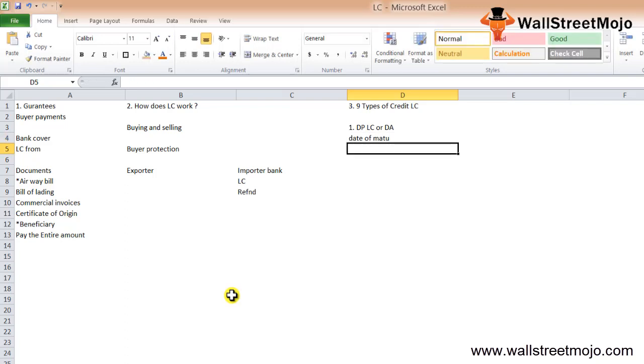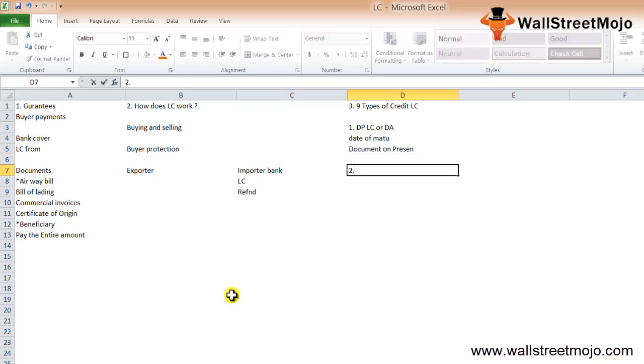So the papers of title to goods are given to the buyer when the documents for the payment are accepted, and the buyer then has to make the payment of the amount on the due date of maturity of the letter of credit. So this is the type of letter of credit where the payment is given against the document on presentation. Okay. Second is the letter of credit irrevocable and revocable LC.